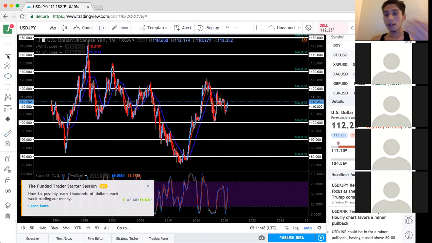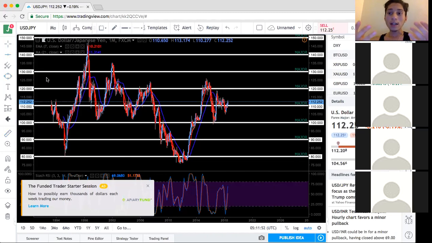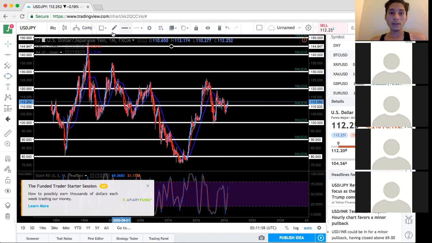But what you want to do with the quarter theory too is break this up into smaller increments, because 1,000 pips might take a couple weeks to pass. You know what I mean? So maybe let's say you want to go with 500 pips. This is when you start to create different lines.